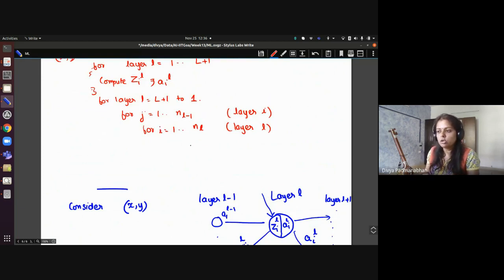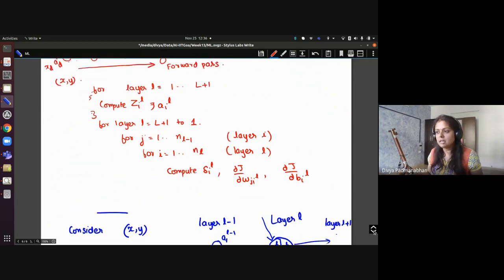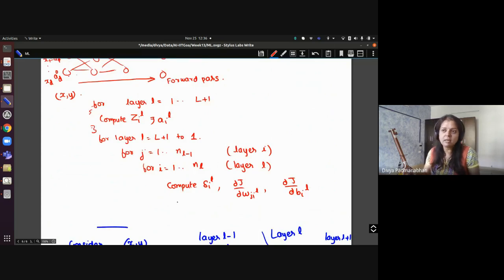So here, first you compute delta_i^l. And then you also compute dou J by dou W_ji^l and dou J by dou b_i^l. With this you can now do stochastic gradient descent.